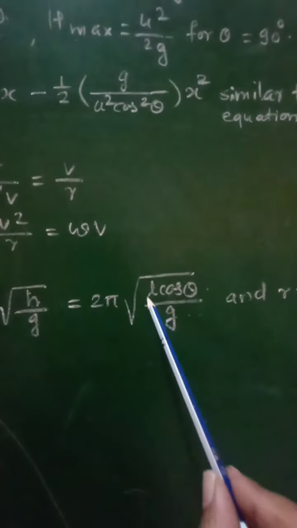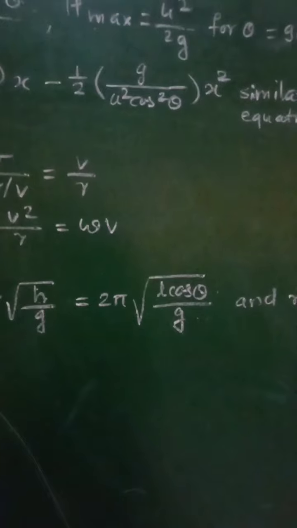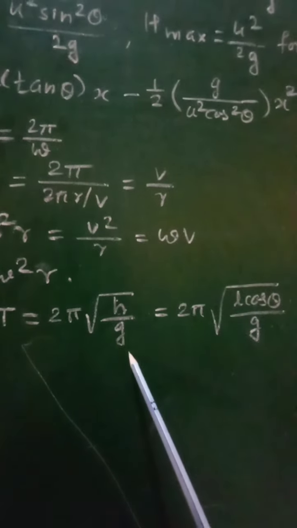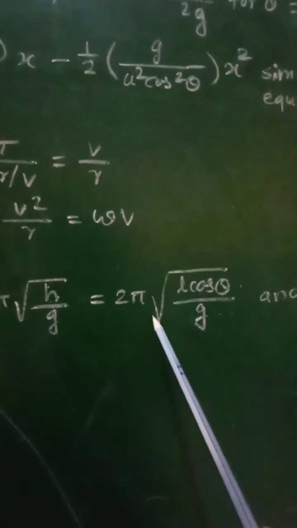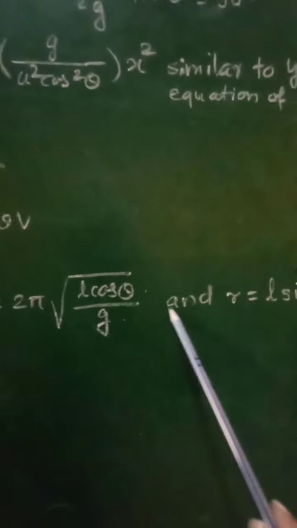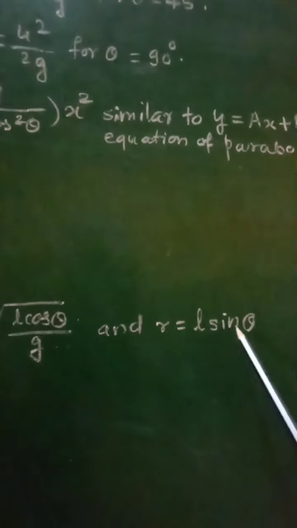In this case, L will represent the length of the string, that is, the inclined length of the string, and therefore the period T is equal to 2 pi square root of h by g, which will be written as 2 pi square root of L cos theta upon g, and in this case the radius of the circular path r will be equal to L sin theta.